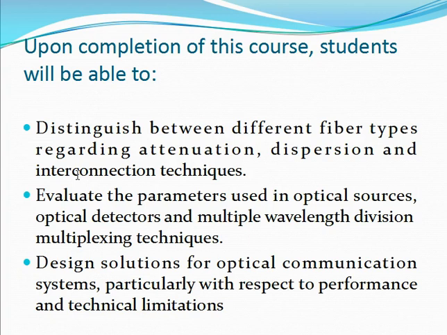There are actually 3 course outcomes for this course, and students are expected to be able to distinguish between different fiber types in terms of their attenuation, dispersion, and interconnection techniques. Students should also be able to evaluate the parameters used in the optical sources, optical detectors, and in the multiplexing technique, which is multiple wavelength division multiplexing techniques. And finally, when provided with some technical limitations, students should be able to design the solution for the optical communication system.